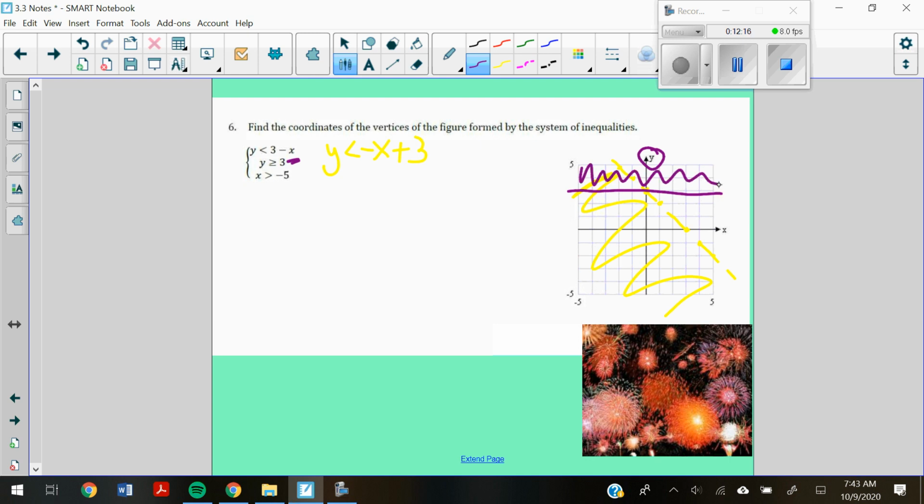All right, and then the last one, x is greater than -5. So -5, 1, 2, 3, 4, 5. It's a dotted line. And greater than is going to push me over this way. Ooh, that little area in the corner right here is where I see all 3 of them shaded.